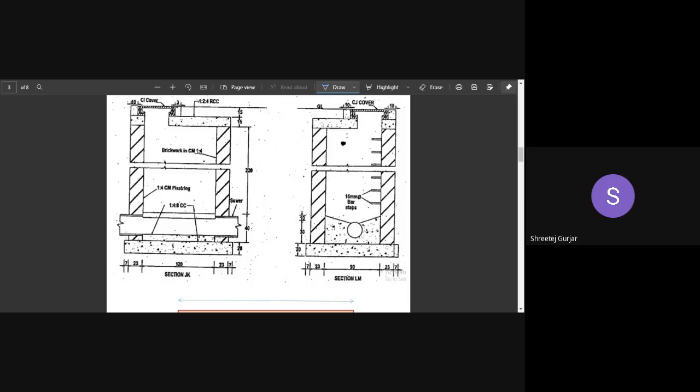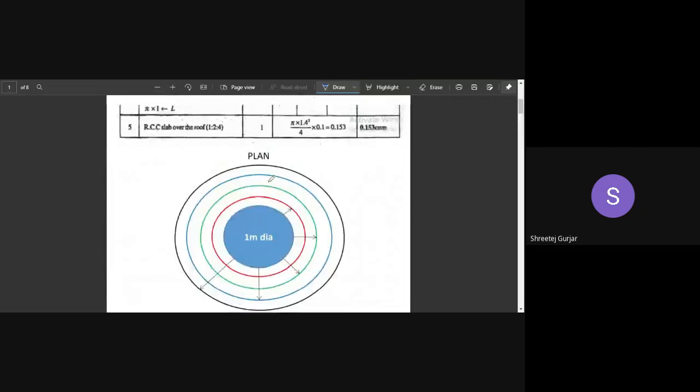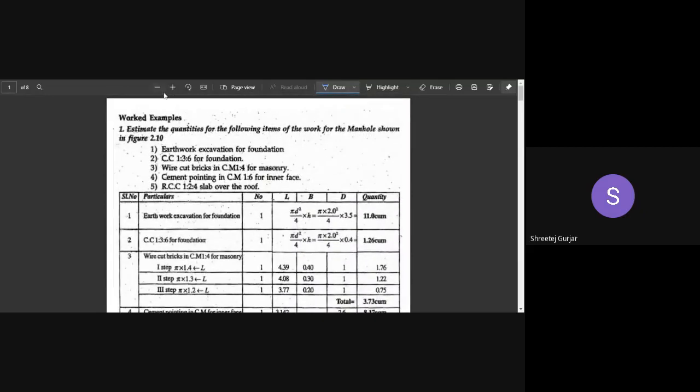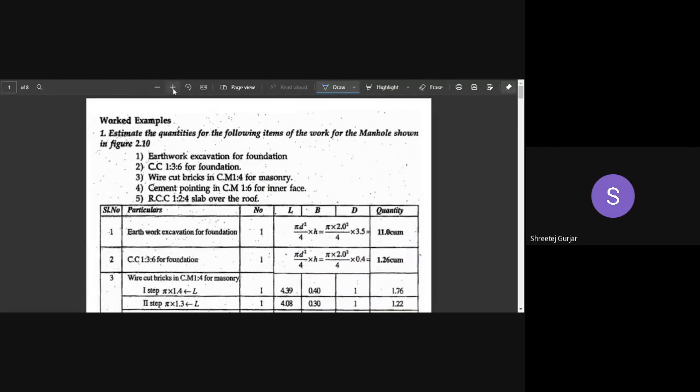So now we will learn how to estimate, particularly a simple manhole first, and then we will move on to some complicated ones. Shall we start?